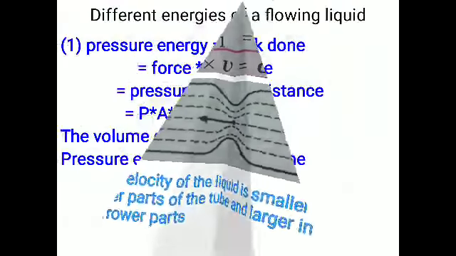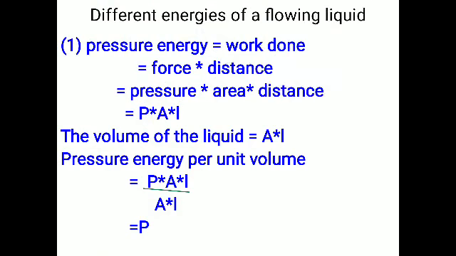So first is pressure energy. Now let P be the pressure on the area of the liquid, with area A, and the liquid moves through a distance L due to this pressure. Okay, we are assuming the distance to be L.